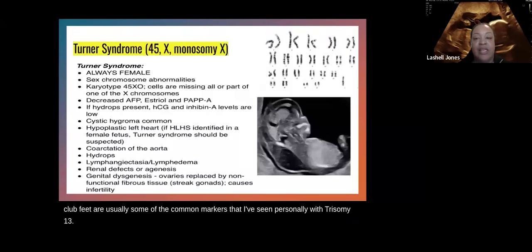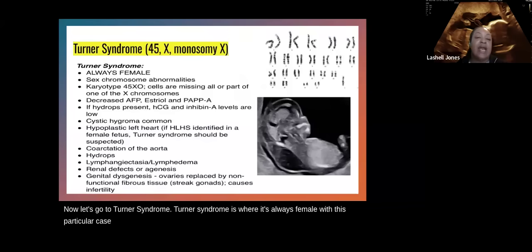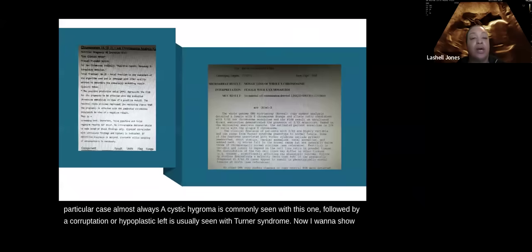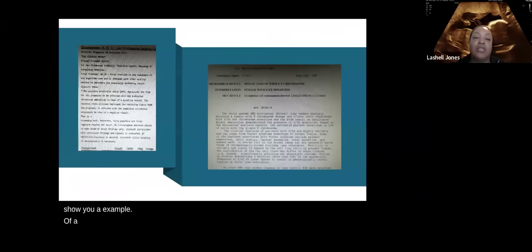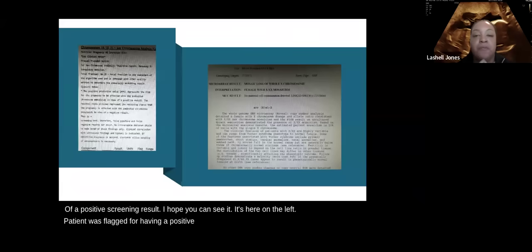Okay, now let's go to Turner syndrome. Turner syndrome is where it's always female. With this particular case, a cystic hygroma is almost always commonly seen, followed by a coarctation or hypoplastic left heart, which is usually seen with Turner syndrome. Now I want to show you an example of a positive screening result. I hope you can see it, here on the left. The patient was flagged for having a positive result for Turner's.